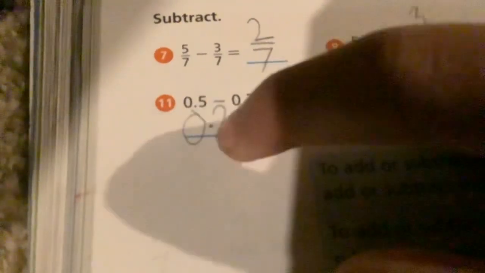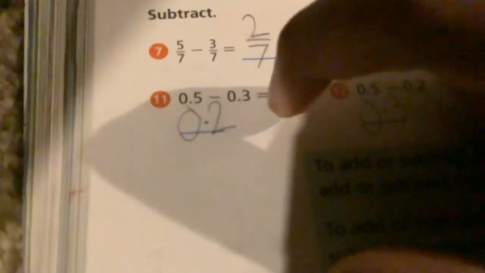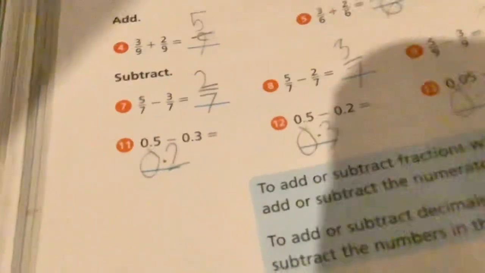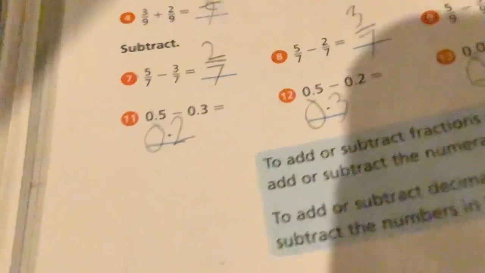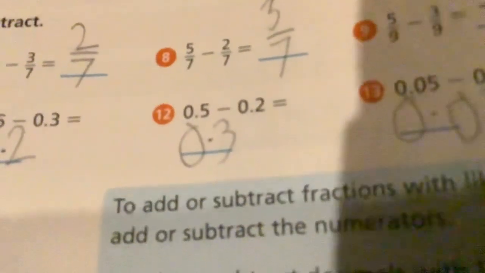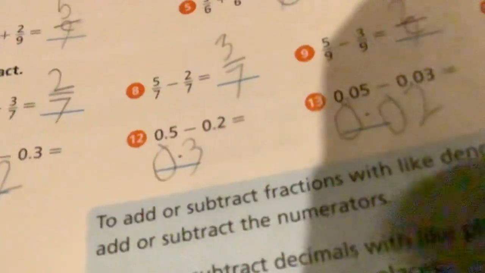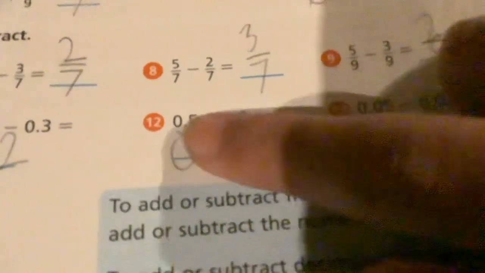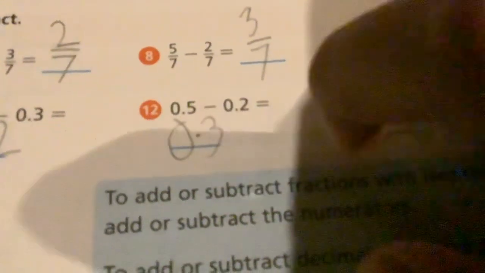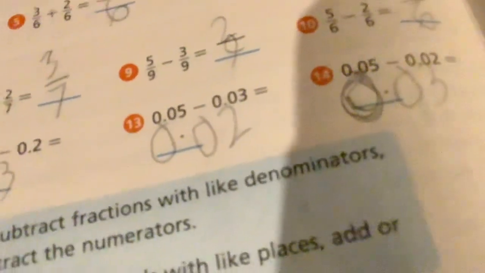So we could substitute the 0, the decimal point, and the answer to 5 minus 3 to get the answer. 0.5 minus 0.3 is 0.2. Same thing here. 5 minus 2 is 3, and there's a 0 plus a decimal point in each number. 0.3 equals 0.5 minus 0.2.